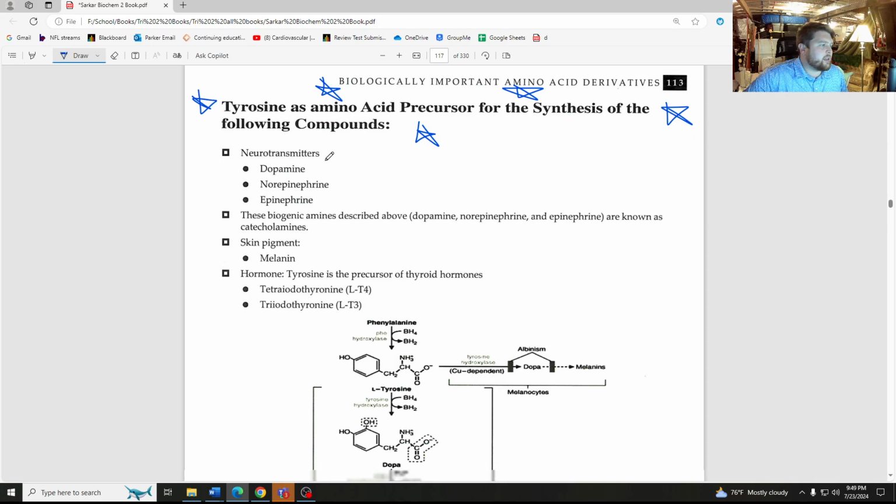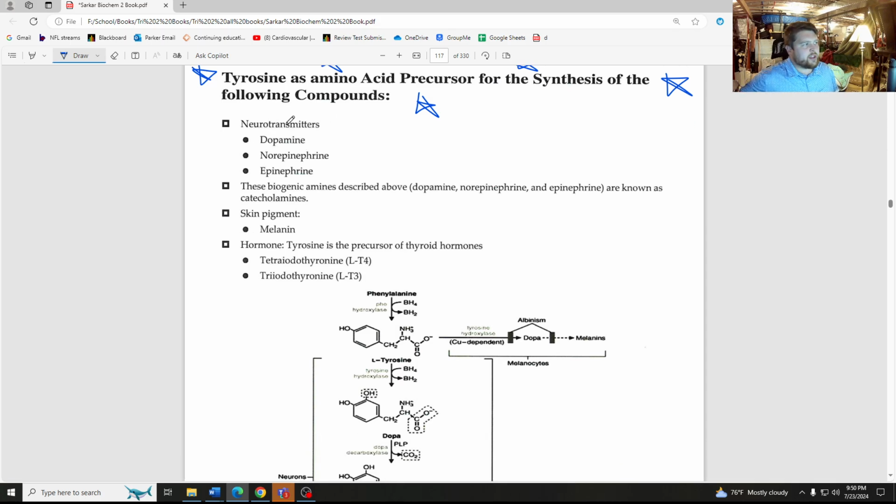So tyrosine gets converted to a whole bunch of different things. Some of the neurotransmitters, including dopamine, norepinephrine, and epinephrine. And these biogenic amines described above, dopamine, norepinephrine, epinephrine, are known as catecholamines. So just know, aka catecholamines. Sometimes they'll try and trick you with questions saying, which of the following does tyrosine go into, and it'll have dopamine, norepinephrine, catecholamines, all of the above. And if you don't remember that one word, it can mess with you.